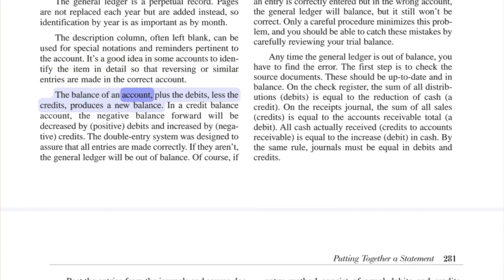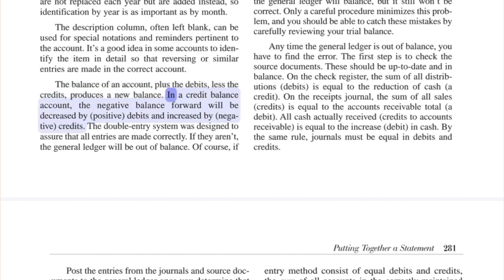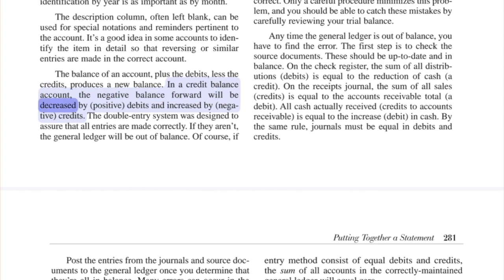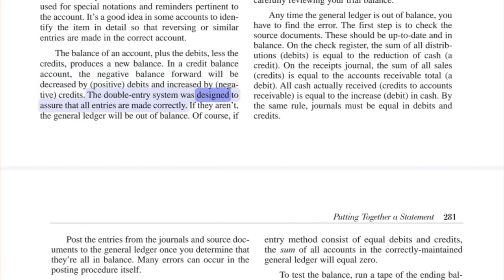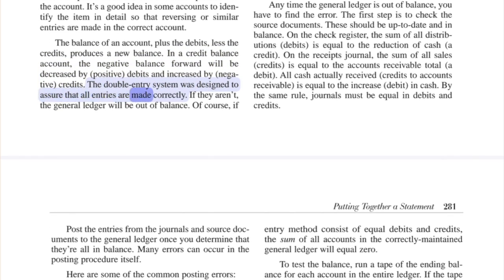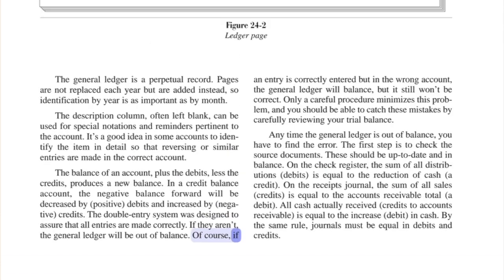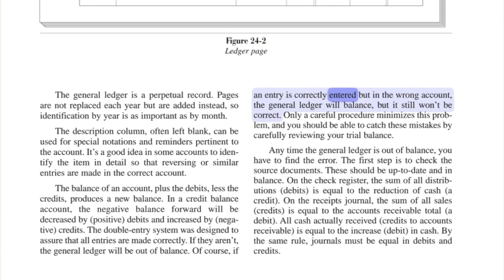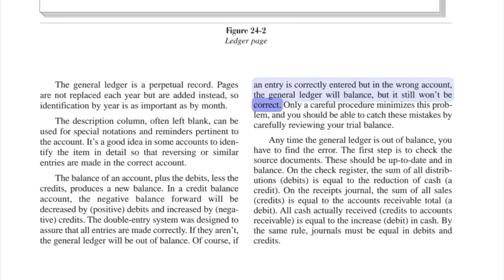The balance of an account plus the debits less the credits produces a new balance. In a credit balance account, the negative balance forward will be decreased by debits and increased by credits. The double entry system was designed to assure that all entries are made correctly. If they aren't, the general ledger will be out of balance. Of course, if an entry is correctly entered, but in the wrong account, the general ledger will balance, but it still won't be correct.